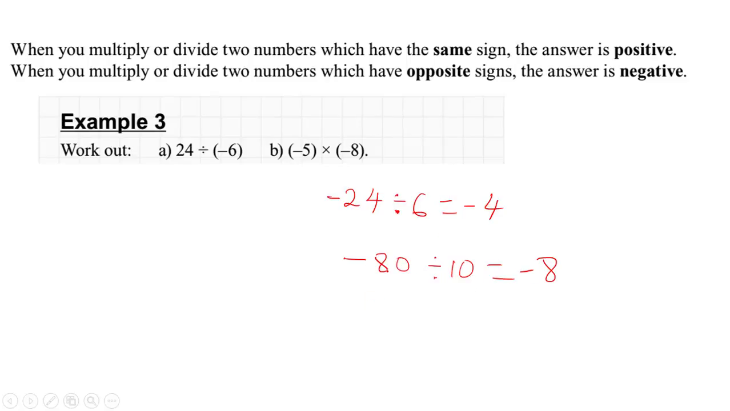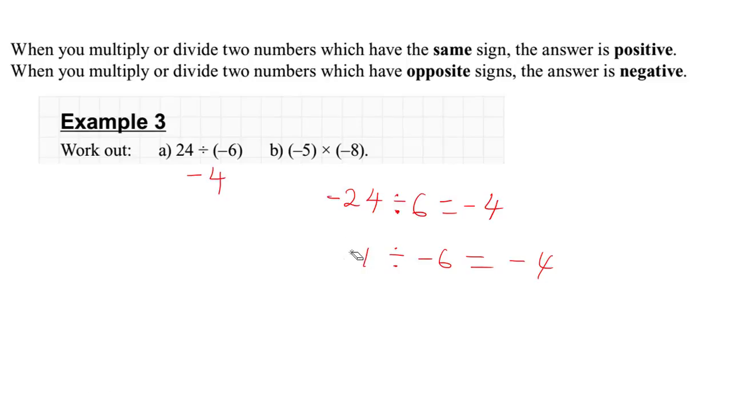It works the same way, which I'm not going to explain now, if you are having 24 and you're dividing by a negative: the answer is still going to be negative. So as long as one of the numbers is negative and you're dividing, the answer will be negative. It's as if the negative is powerful. So we've just done question A. A positive number divided by a negative number is going to be negative, so that's negative 4.